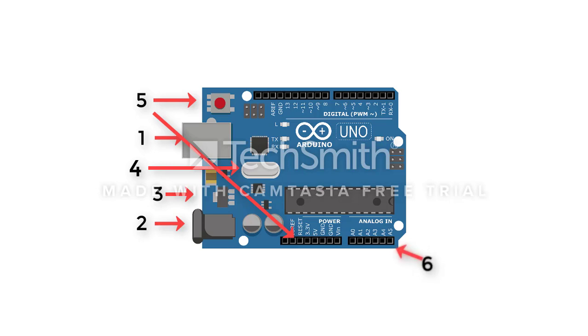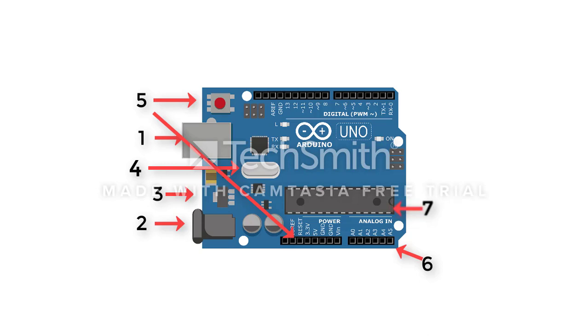Number 6. The analog pins. The Arduino Uno board has 5 analog input pins, namely A0 through A5. These pins can read the signal from any kind of analog sensor like the temperature sensor or the humidity sensor, etc., and it can convert it into a digital value which can be later processed by the microprocessor.